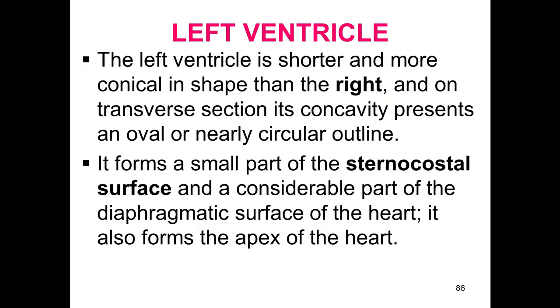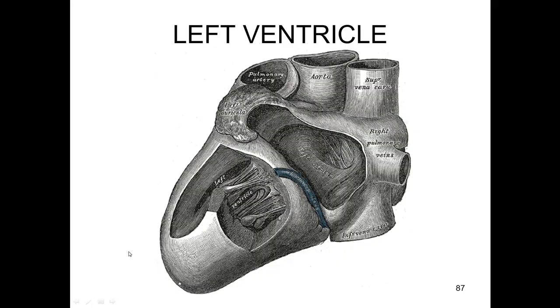Now the left ventricle. The left ventricle is shorter and more conical in shape as compared to the right ventricle, and it forms a small part of the sternocostal surface, and a considerable part of the diaphragmatic surface of the heart. It also forms a very important part, that is the apex of the heart. The left ventricle forms the apex of the heart. So here is the left ventricle, the apex.